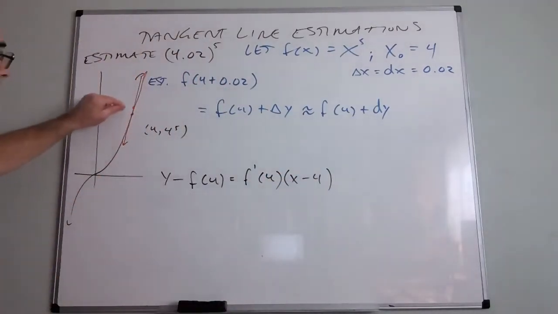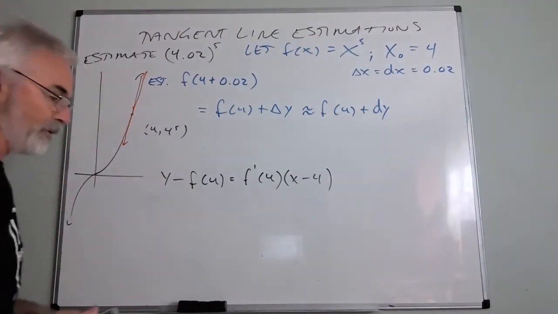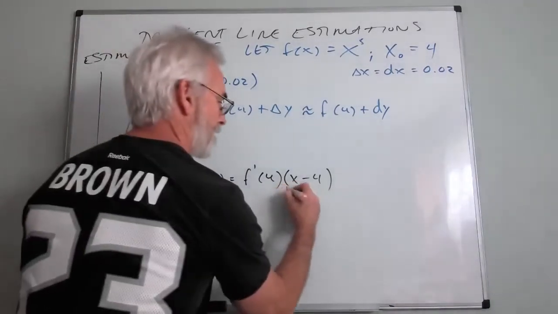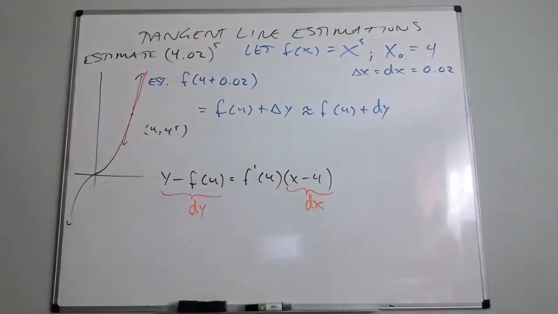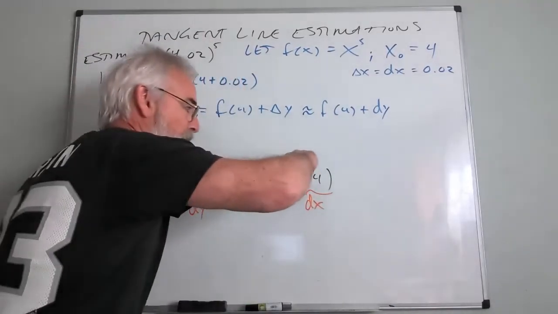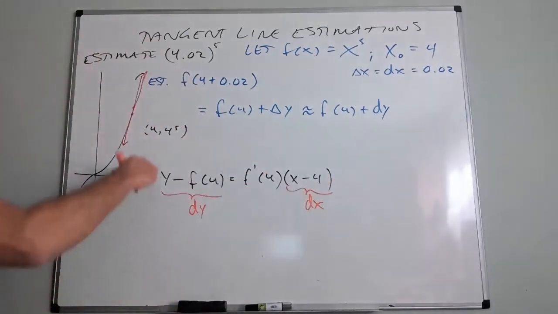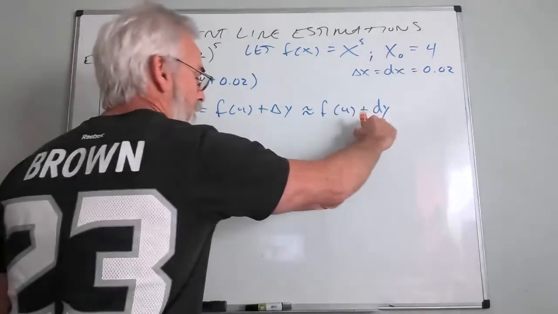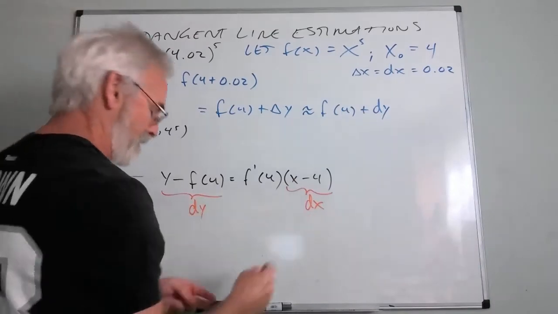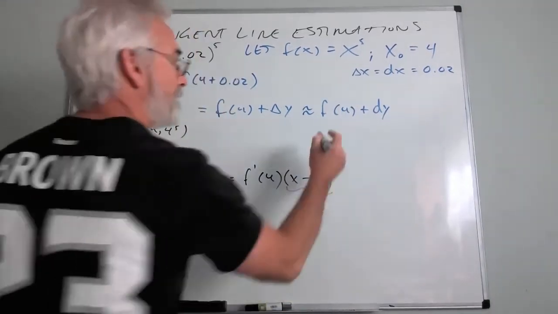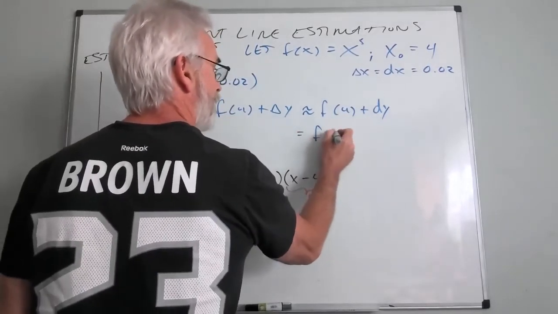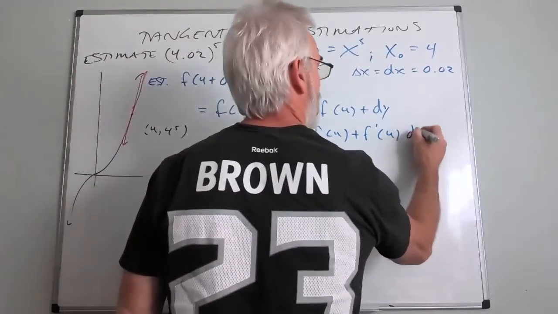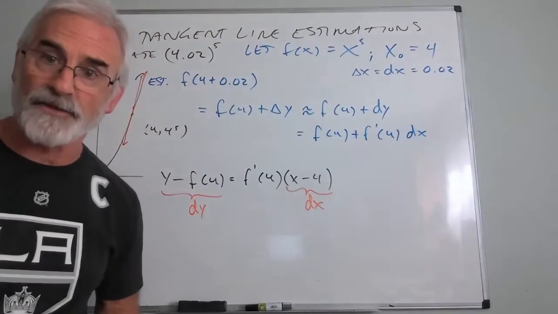So when I move along my tangent line to this new place at 4.02, this is the dy. This is the dx. That's exactly what dx is, because I get 4.02 minus 4. Then I'd be at my new y coordinate on the tangent line minus this. That's dy. So when I say what's dy, it's simply this quantity right here. So this part here becomes f of 4 plus f prime of 4 dx.